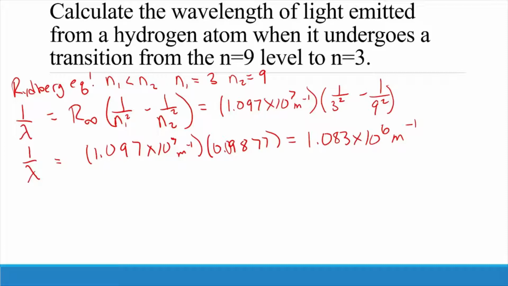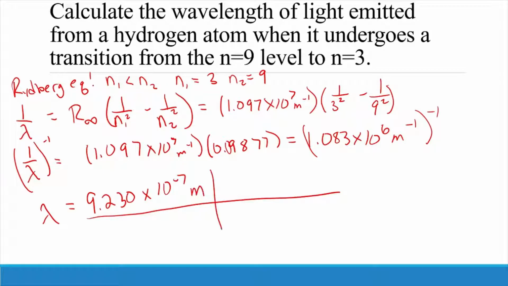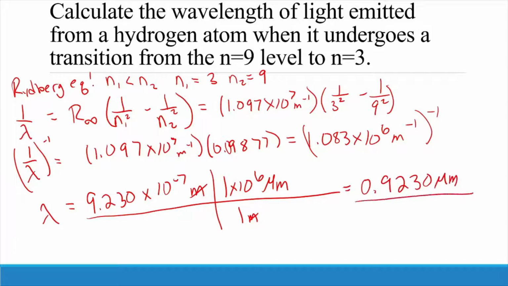So to get rid of this as 1 over lambda, we need to take the inverse of everything. So we're going to put everything to the negative 1 power, or do 1 divided by everything. So then that tells us that lambda is equal to 9.230 times 10 to the negative 7th meters. But ChemVantage wants your answer in terms of micrometers. So make sure you're looking at the answer part. And there's 1 times 10 to the 6th micrometers for every 1 meter. So this is 0.9230 micrometers. Or micrometers, depends who you ask.